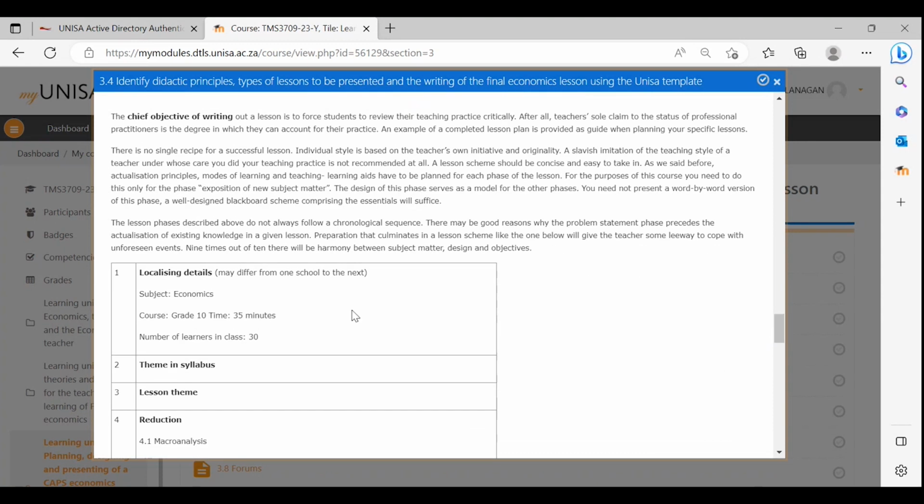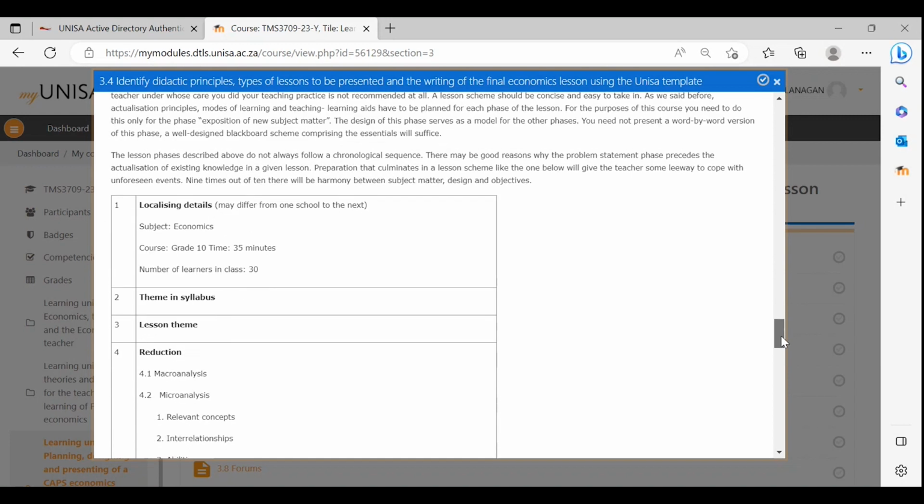Now, this is the lesson plan template that I've referred to. Right here, you have what we call localizing details. Under here, you put the subject that you will be teaching, which is economics. The course is for grade 10s, and how much time is there per lesson plan, and the number of learners in a class. Then what is the theme of the lesson? The theme in the syllabus or the theme in the CAPS curriculum, depending on what you are teaching.